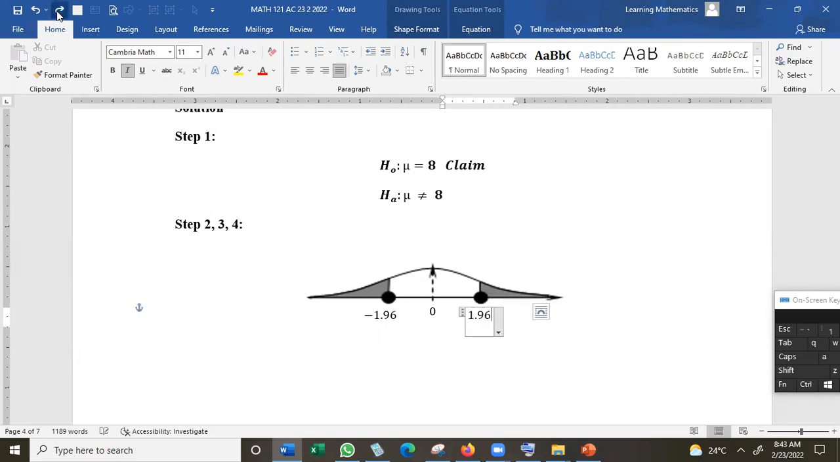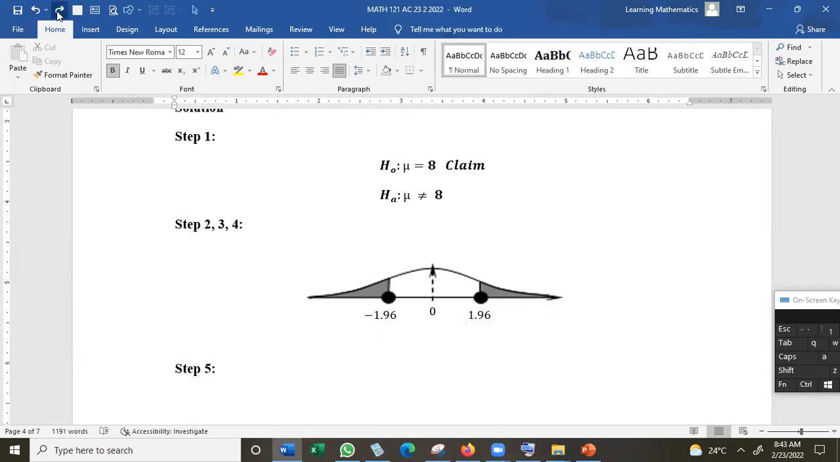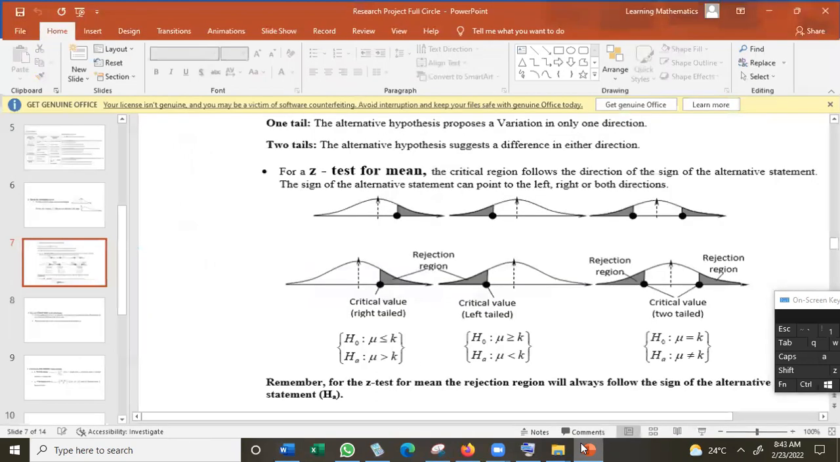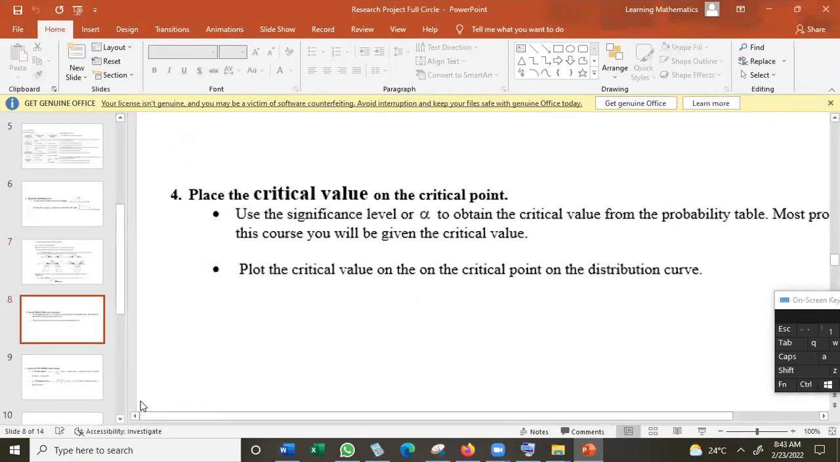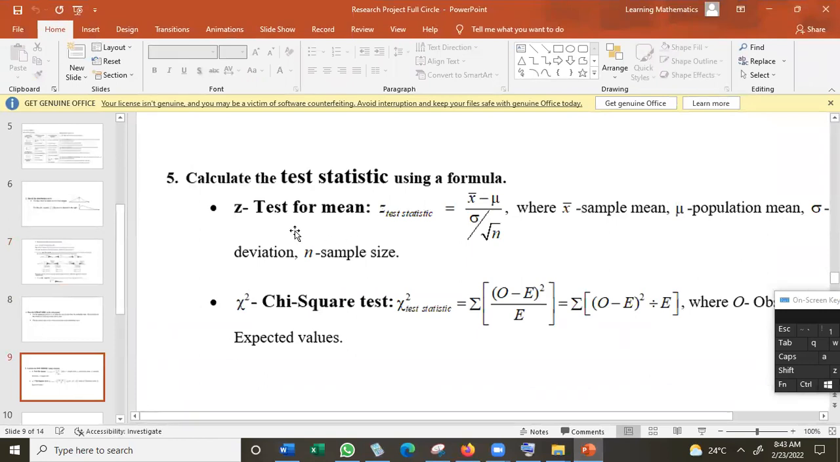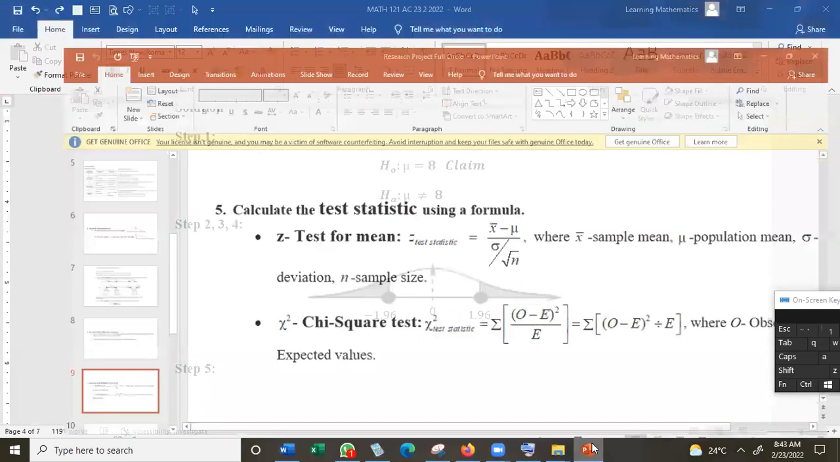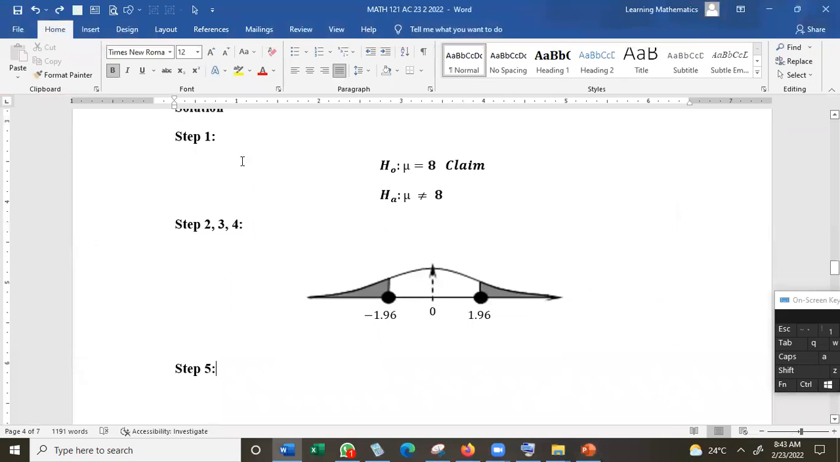Okay, remember it's a critical value approach, so the critical value has to be on the curve. So we're going to step number 5 now. Step number 5 says that we have to calculate the z-test statistic. All right, here's the formula for the z-test statistic, because it's a critical value approach. So we need the z-test statistic to compare to the critical value.